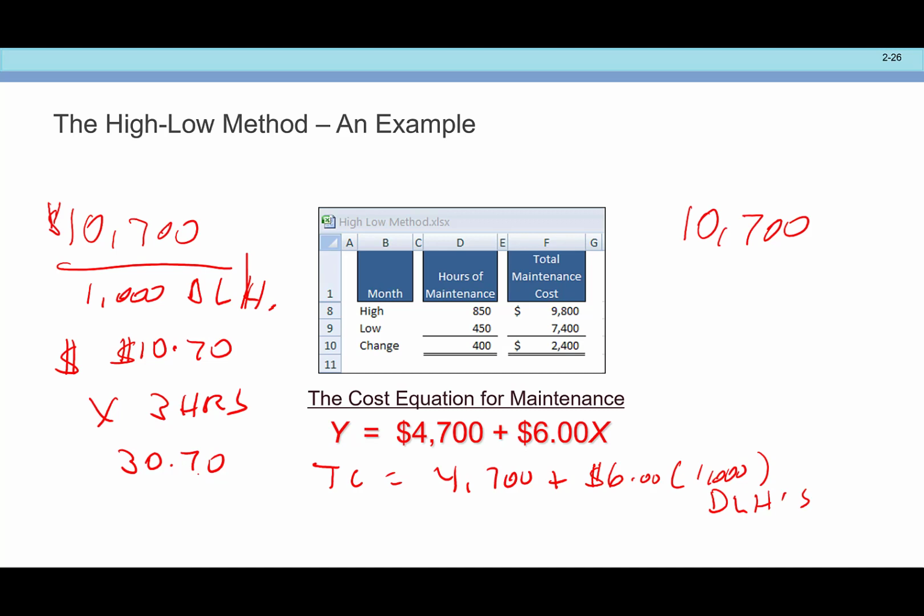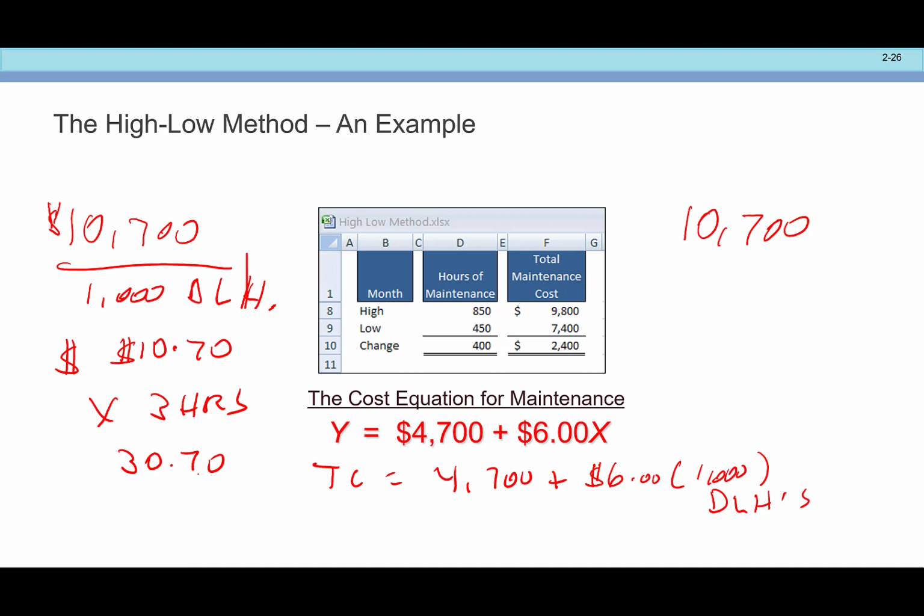Now someone will say, well, wait a minute. Maybe it's not exactly 10.70. It's okay, because by the end of the period, if we've allocated too much or too little to our jobs, click, we just adjust it. And I'll show you how to do that next time.